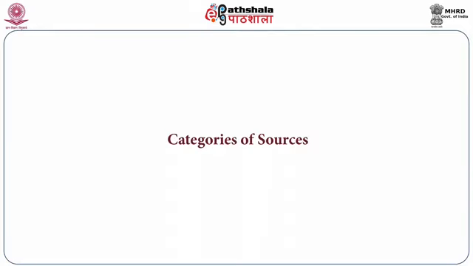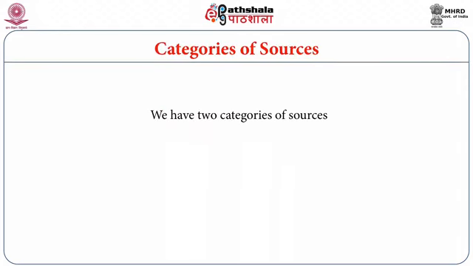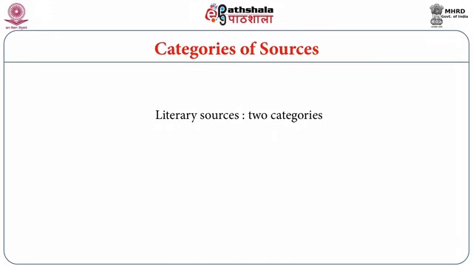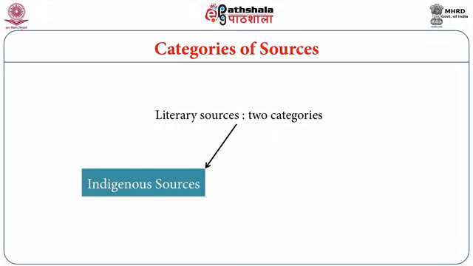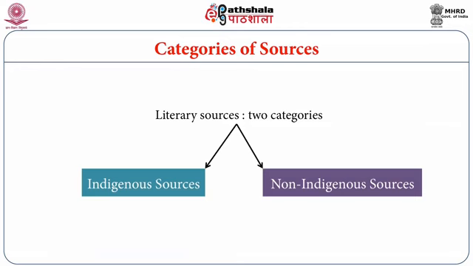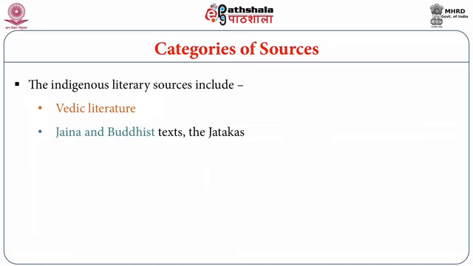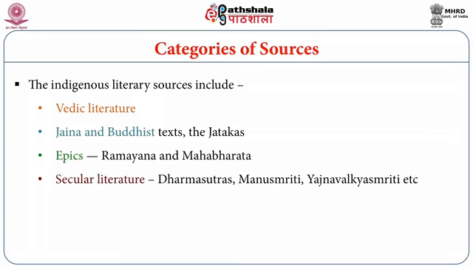Let us come to know about the categories of sources, as I told you earlier, the second major point. We have two categories of sources, literary and archaeological ones. Literary sources, two categories again: indigenous sources and non-indigenous sources. The indigenous literary sources include Vedic literature, Jaina and Buddhist texts, the Jatakas, epics, Ramayana and Mahabharata, secular literature, Dharmashastras, Manusmriti, Yajnavalkya Smriti, etc.